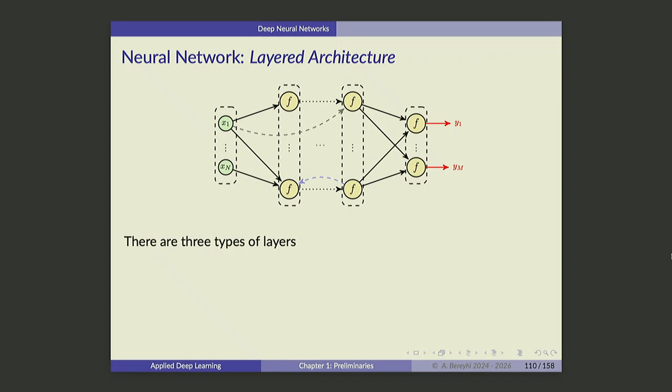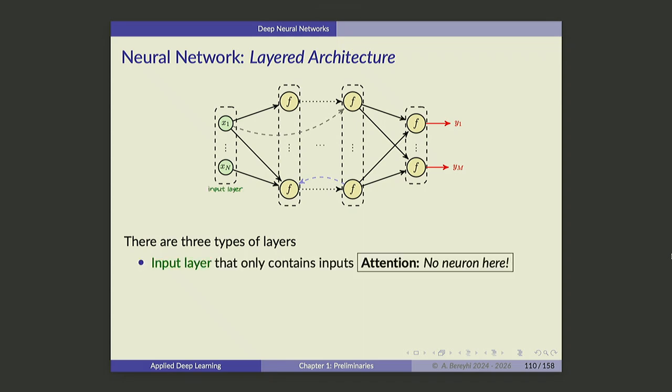Now, if you have a layered neural network, then in this neural network, you have 3 different kinds of layers. You have the input layer. The input layer is collecting a bunch of your inputs. Everything inside the input layer is not a neuron. It's simply your input. So here you have x1 till xn. If it's an image, it is the values of the pixels. This is the input layer.